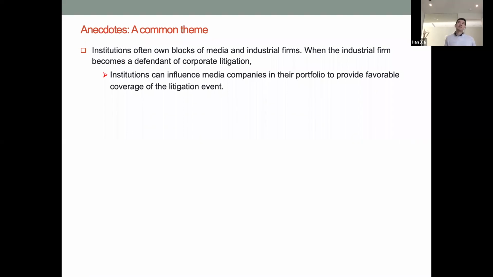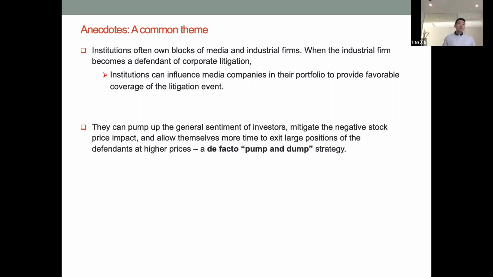They have a common thing. Institutions often own blocks of media and industry firms. And when the industry firm becomes a defendant of the corporate litigation, what the institutions can do is to influence the media companies that they hold at the same time so that they can provide more favorable coverage of the litigation event.